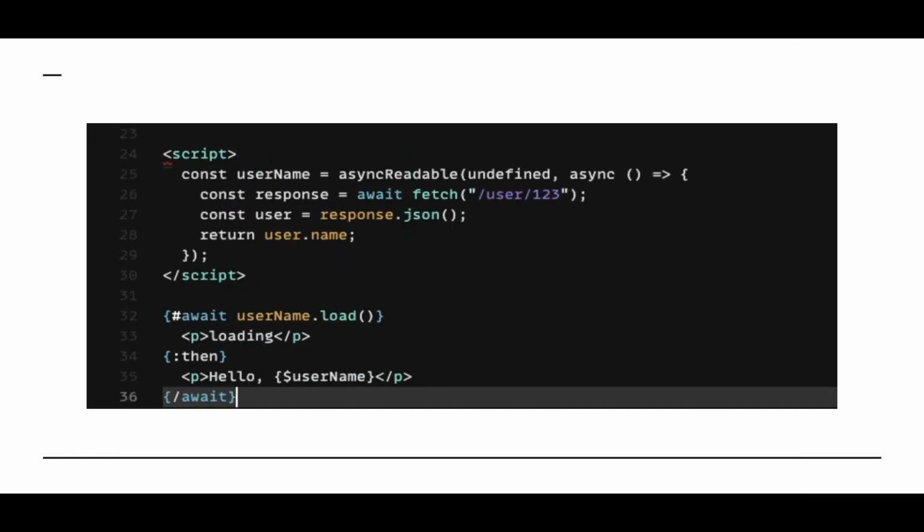Here, we create an async readable store that represents our user's name. To create it, we just need to pass in an async function that will fetch and return the data we need. In our template, or anywhere else, we can await username.load, and this will resolve once our store has its loaded value. Let's jump back and see how this works.